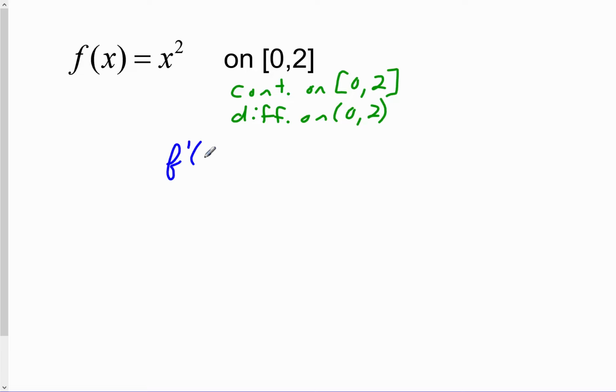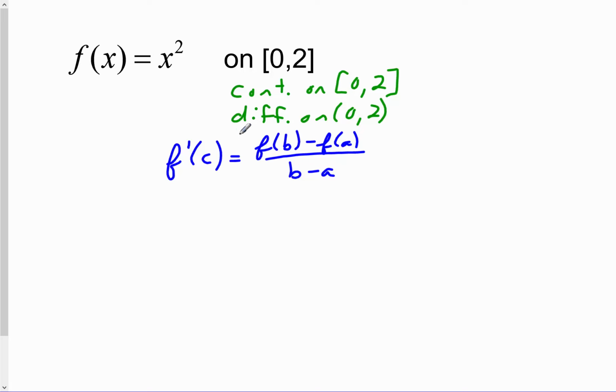So here, if I look at x squared on the interval from 0 to 2, x squared is continuous on that closed interval 0 to 2. I know x squared does not have any corners, cusps, vertical tangents, or discontinuities, so it is differentiable on the open interval from 0 to 2. So I am allowed to use the MVT, which says that somewhere f prime of c has to equal f of b minus f of a over b minus a.